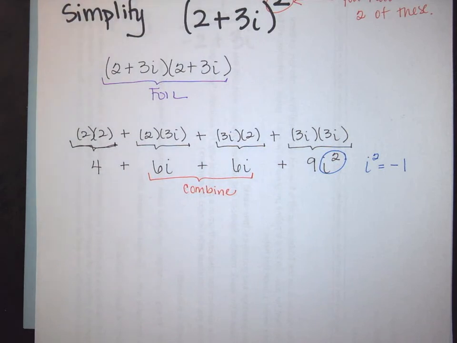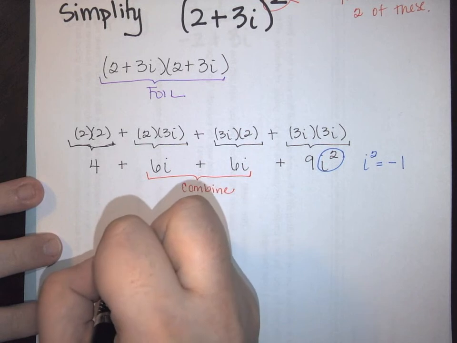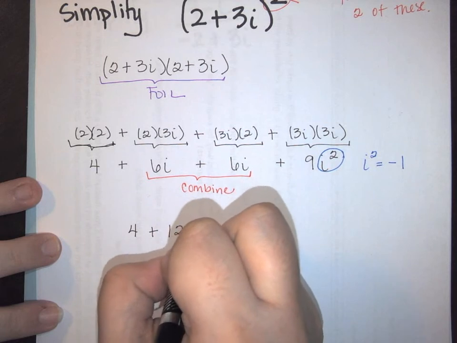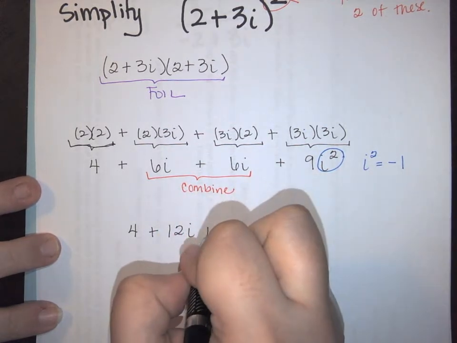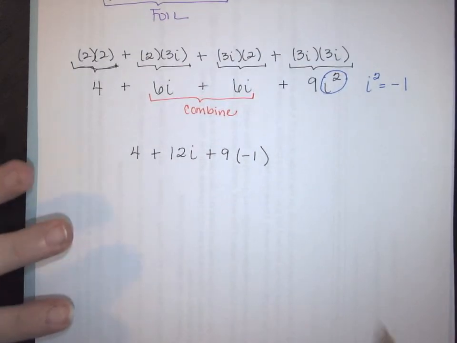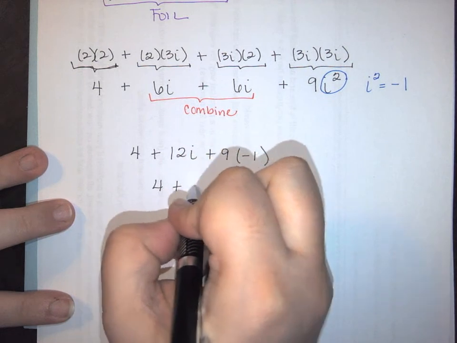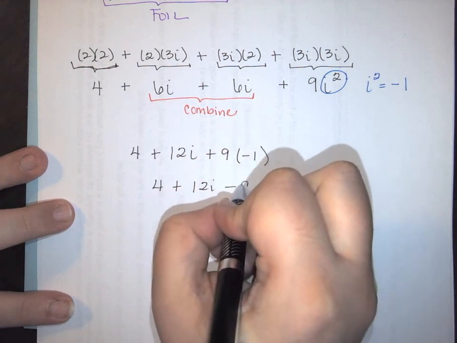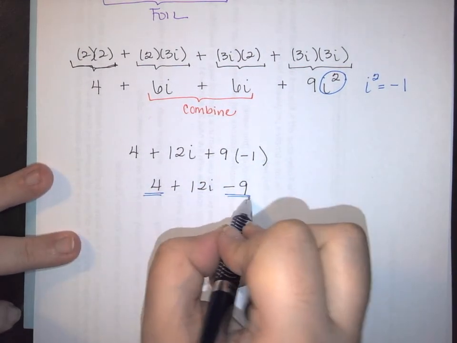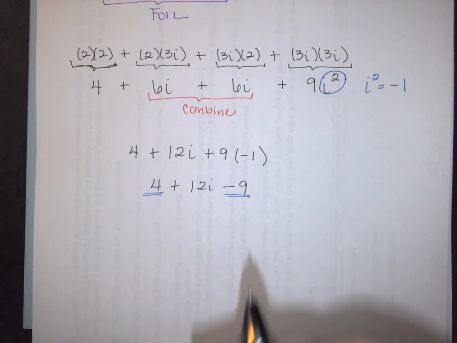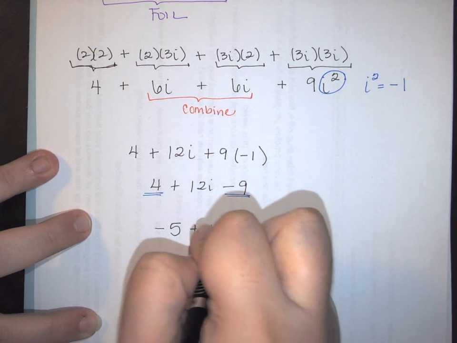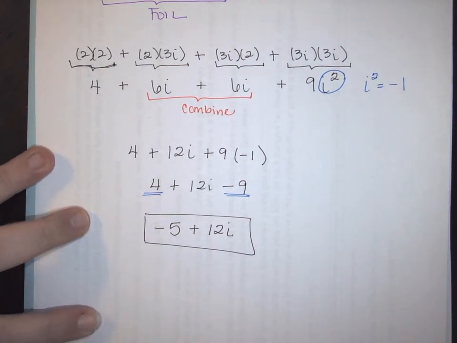So we're going to go ahead and reduce down some more. So this becomes 4 plus, well, 6 plus 6 is 12, so this is 12i. And then I'm going to have plus 9 times negative 1. Reduce even further, this becomes 4 plus 12i minus 9. I need to combine my terms, so I've got this 4 and this negative 9 that need to combine. So here I end up with negative 5 plus 12i, and this is my result.